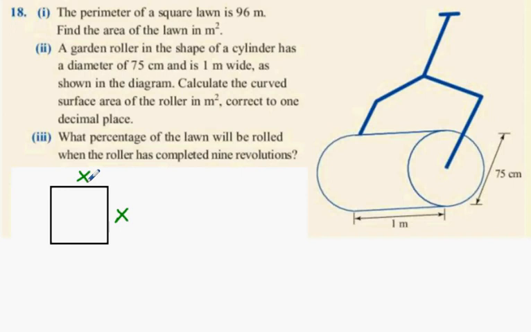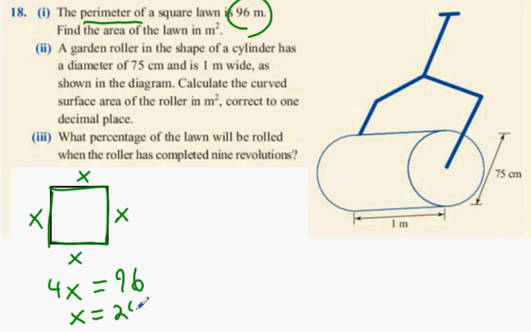The word perimeter, what does that mean? When you add them all together, X plus another X plus another X again. How many X's would that be added together? 4. 4X is the perimeter. The perimeter is equal to 96. Divide 96 by 4, and you find that the X value is 24.